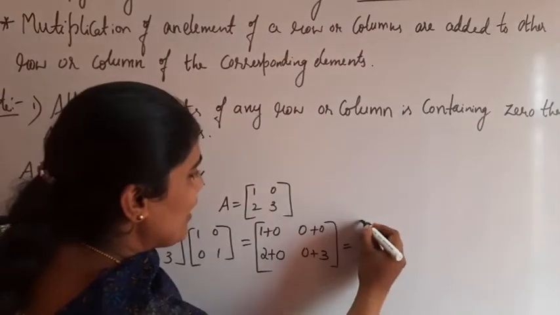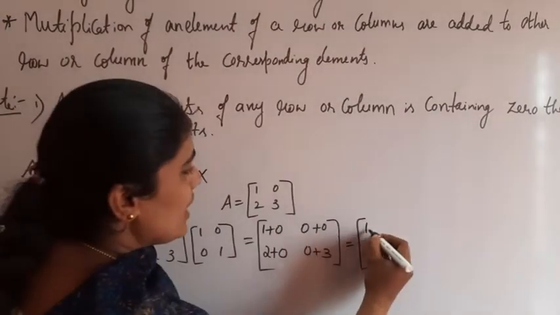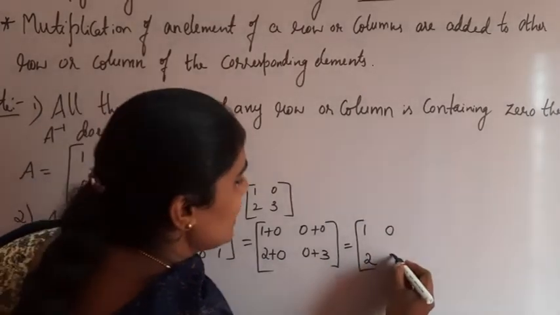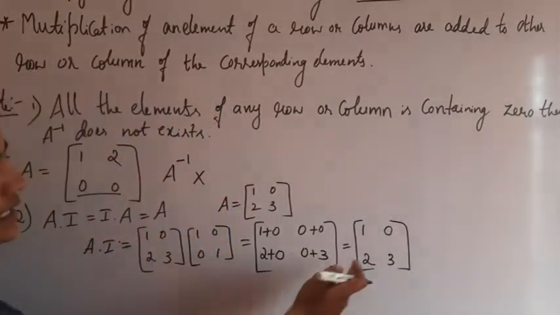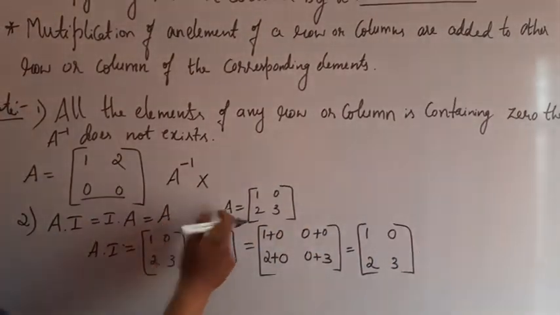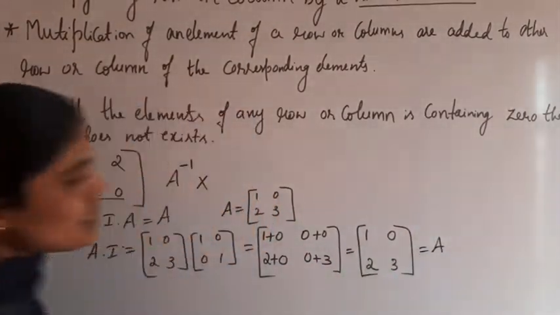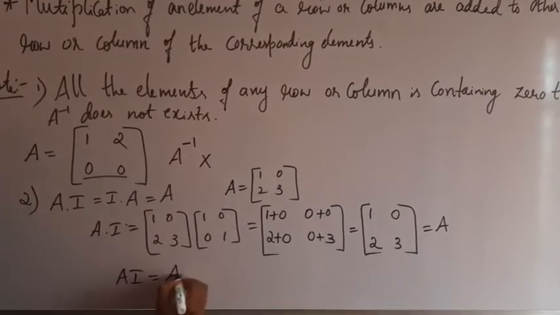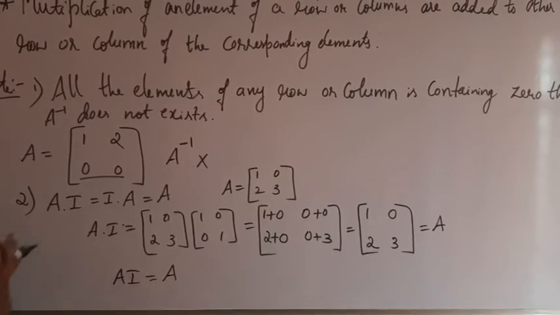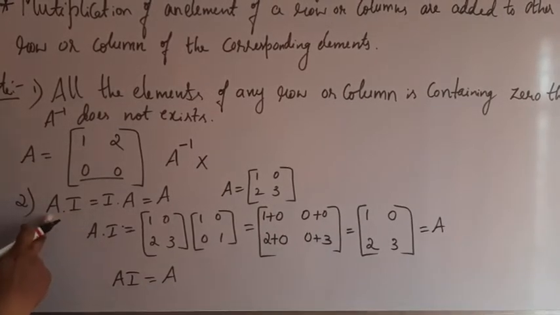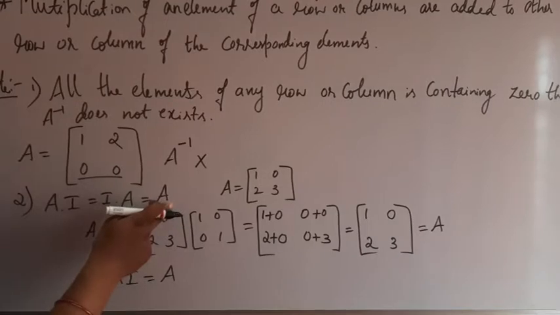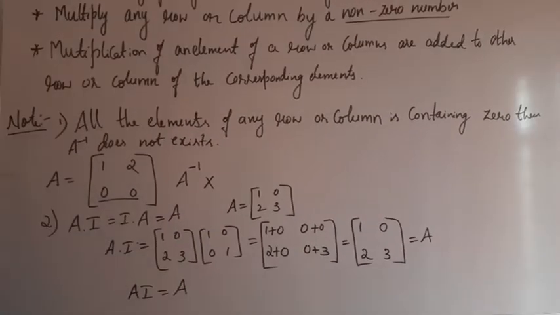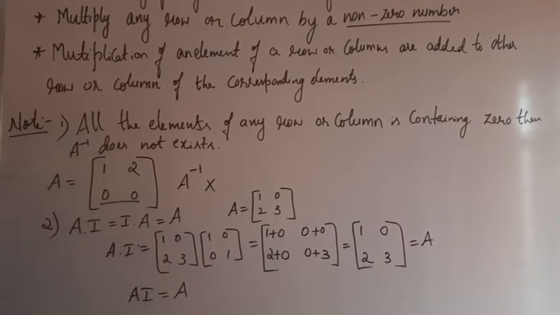So if we simplify, 1 plus 0 is 1, 0 plus 0 is 0, 2 plus 0 is 2, 0 plus 3 is 3. So we can observe that here we are getting the same matrix A, right? That is, we have taken A into I, so we are getting A itself. So for the identity matrix, if we multiply any matrix, we get the same matrix itself. This is one of the examples. These are the two important points we have to recall.